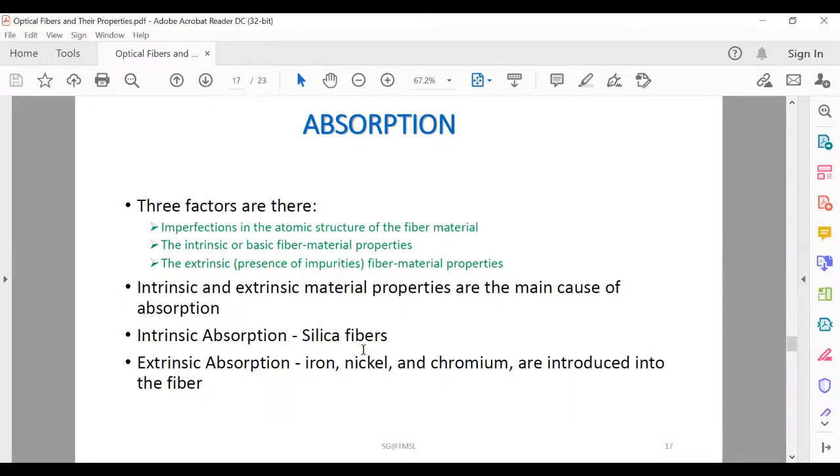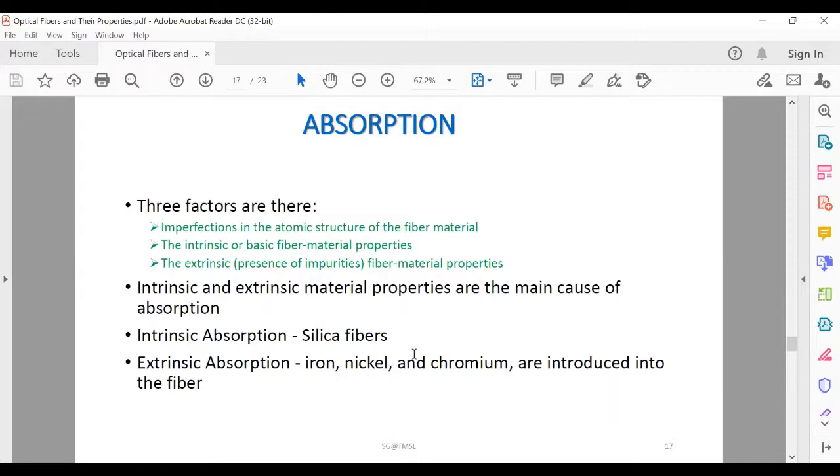Trace metal impurities such as iron, nickel, and chromium are introduced into the fiber during fabrication. This type of absorption is caused by the electronic transition of this metal from one energy level to another, and it occurs when the hydroxyl ions are introduced into the fiber.